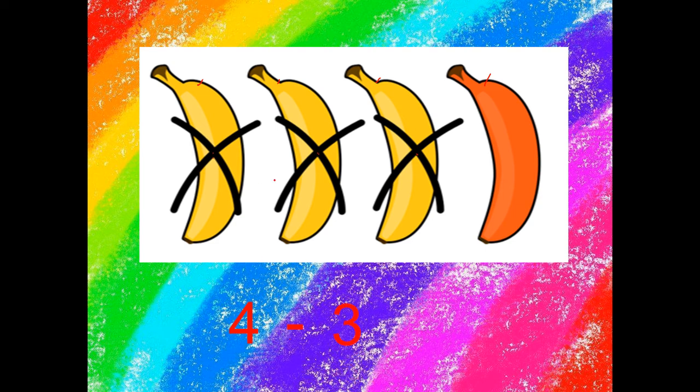So I take away 3 bananas. Okay, so you have here 4 minus 3. And how many bananas are left? Okay, so this is the only banana left. So we have 4 minus 3 equals 1.